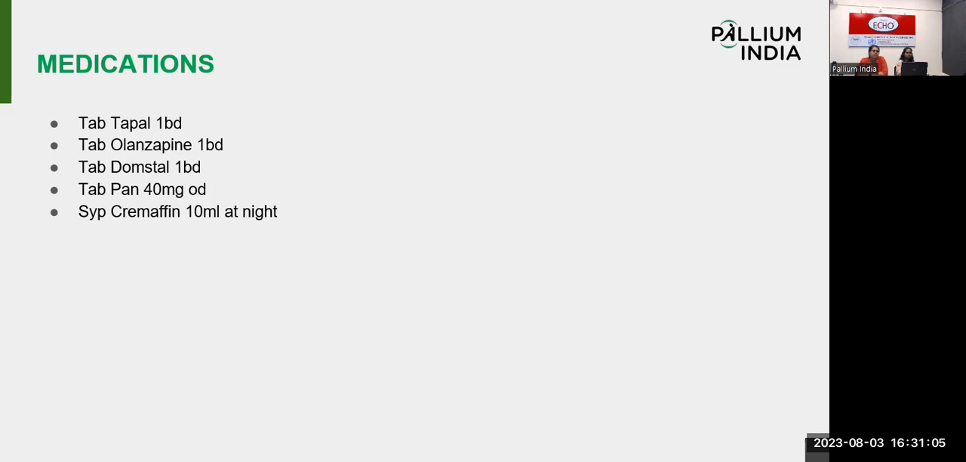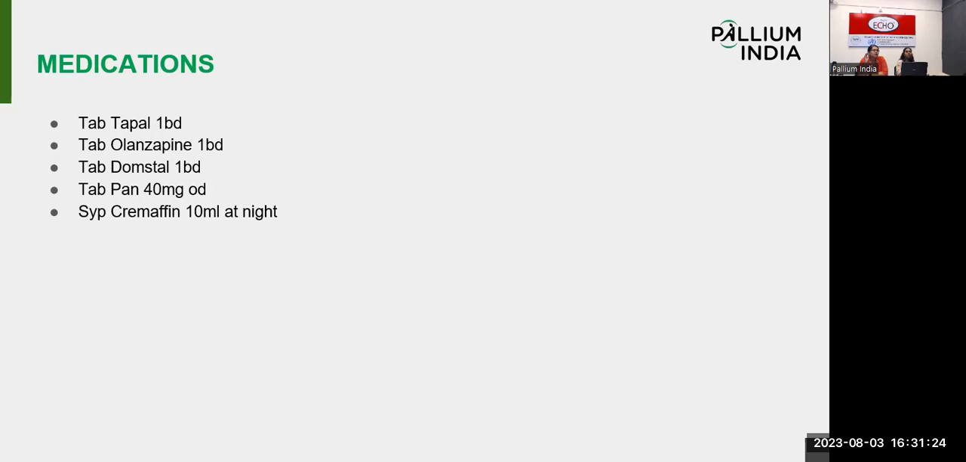Along with Cremaffin, Cremaffin 10 ml at night is not sufficient. A minimum of 15 to 20 ml of Cremaffin or a stool softener should be given. 10 ml is not sufficient. If it is given as an HS dose, maybe you need to change it to a BD dose. If the BD dose is also not helping, you need to ask him to take it as a TDS dose.